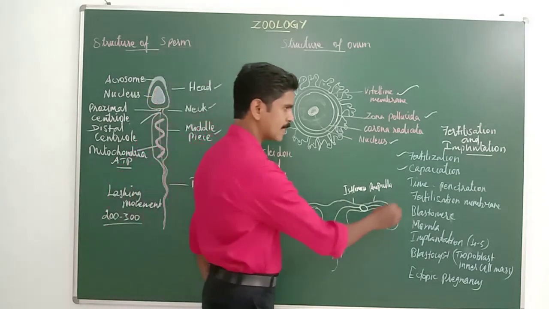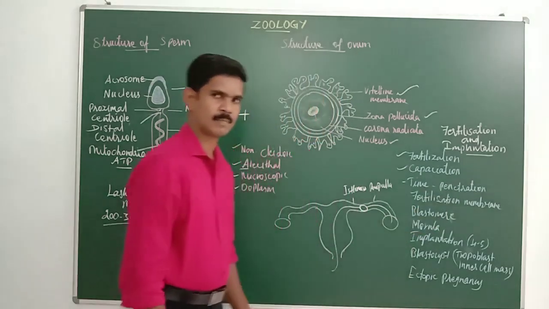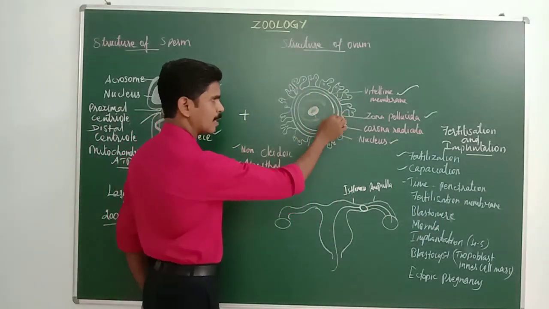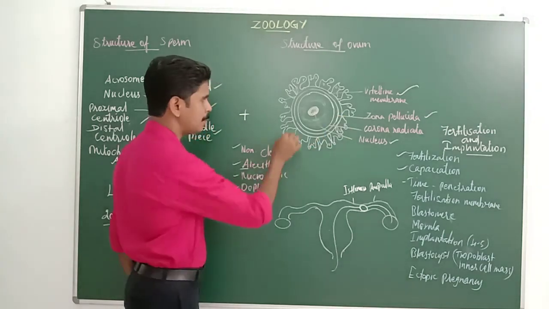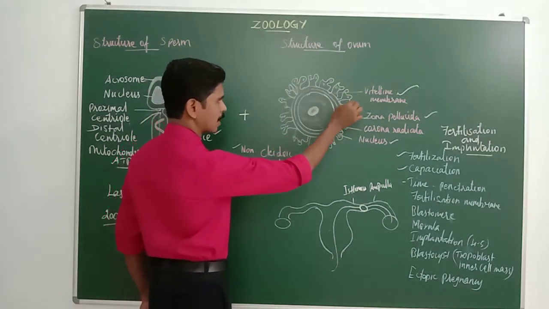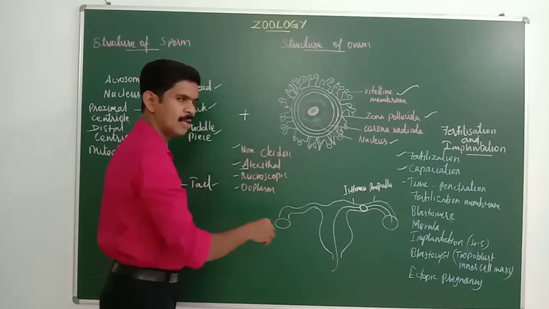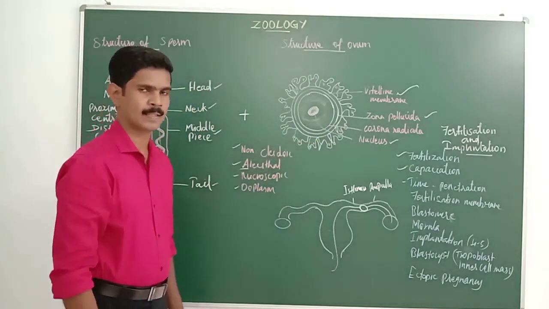Then next, penetration. See, on the outer surface of the egg, already 3 membranes are there. Then many follicular cells are also there. Many follicle cells are also present on the outer surface of the egg.